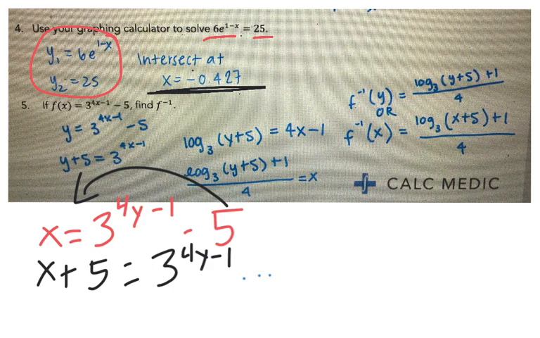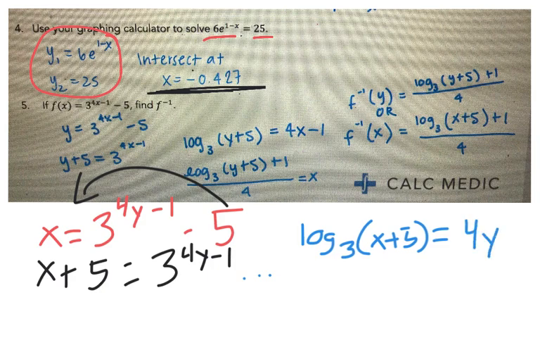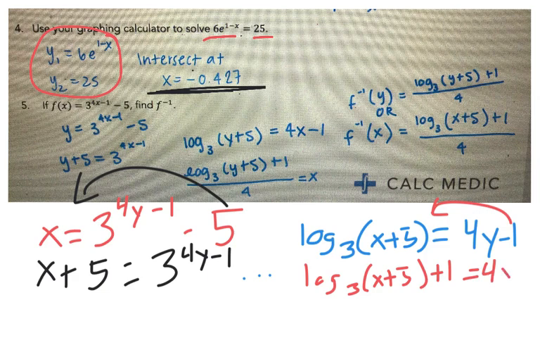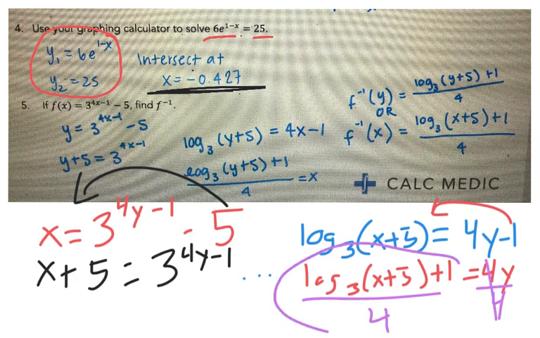So now I could rewrite it from exponential to logarithmic. So this is log base 3 of the answer equals the exponent. And now that I move the 1 over, it becomes positive. So log base 3 of x plus 5, plus 1, equals 4y. And now I would divide by 4. And so this would be, I ran out of space, that would be the inverse: log base 3 of x plus 5 plus 1, over 4.